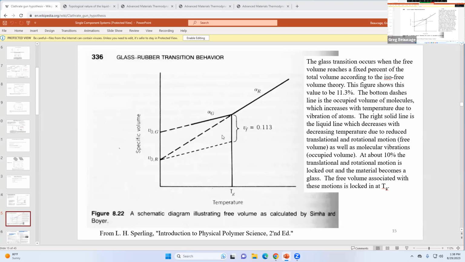It's a little bit of a fluffy idea compared to some of the other glass transition models, which have more to do with the dynamics and things.